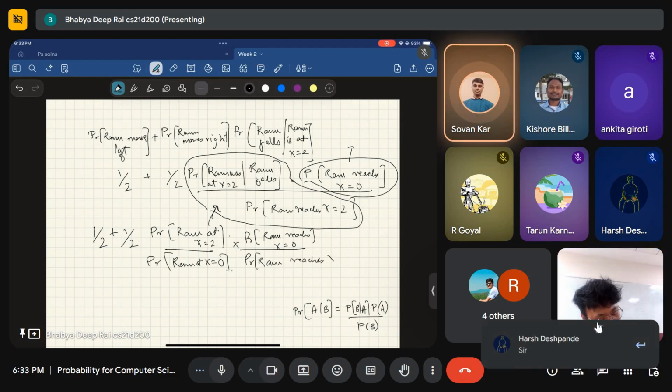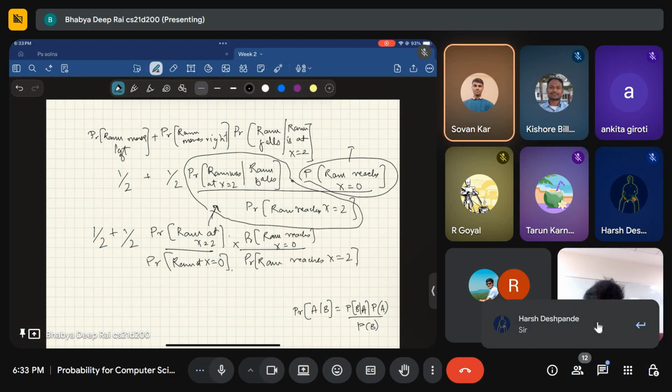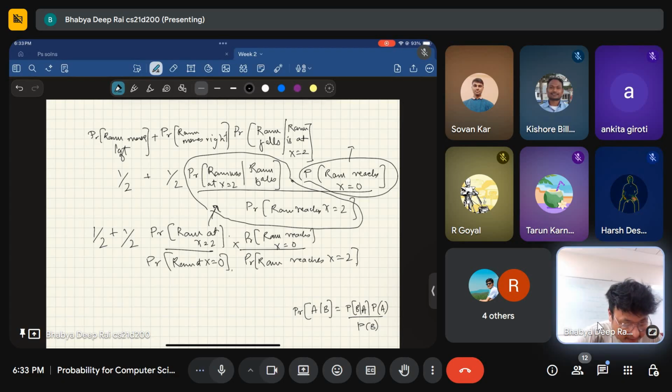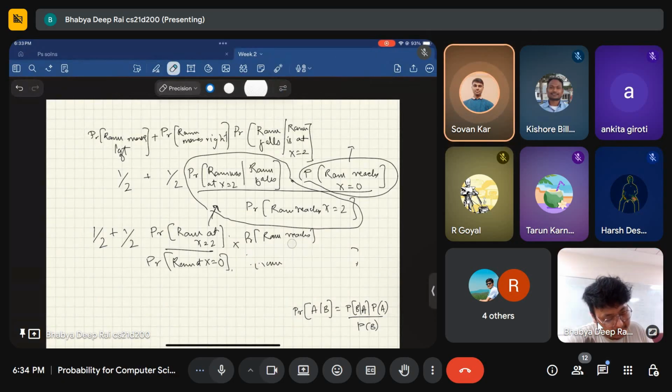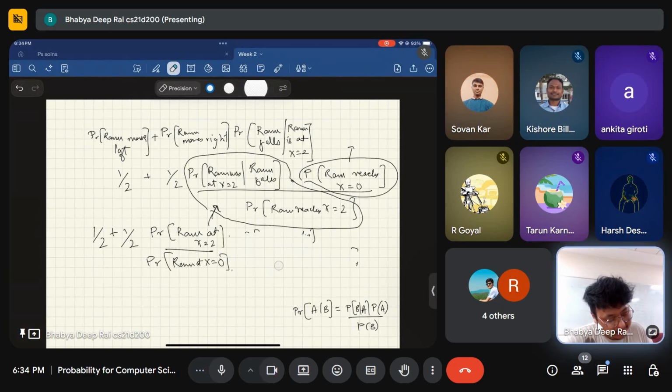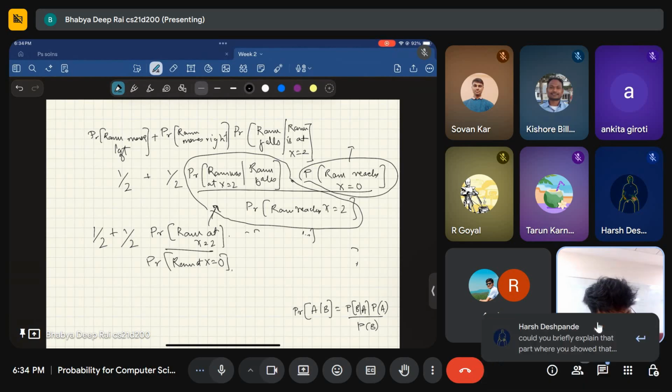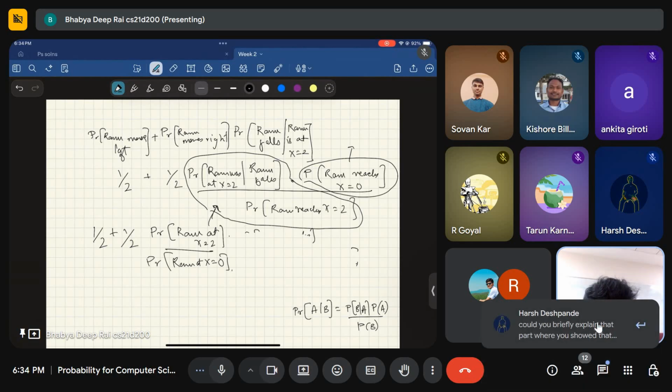Sir, Ramu reaches x equals 0 given Ramu at x equals 2. So, given Ramu at x equals 0. Okay, break this thing into the Bayes theorem formula. So what you mean is this is probability of Ramu at x equals 2 times probability of, yeah, that's right.